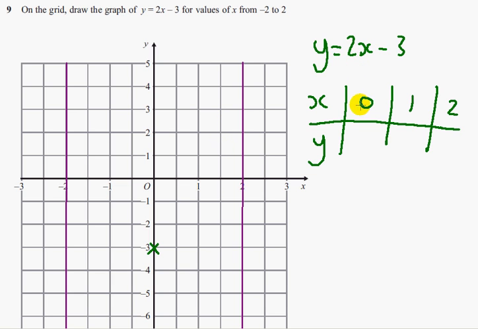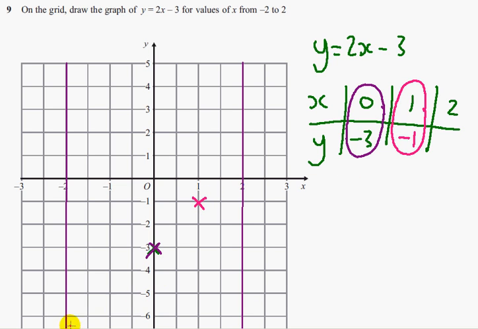So when x is 0, we're going to substitute it into here. So 2 times 0 minus 3 is minus 3. And that is our very first coordinate here, 0, minus 3. So 0, minus 3 is here. Exactly what I said. Next thing is when x is 1, 2 times 1 is 2, minus 3, so y is going to be minus 1. Now that's the next coordinate, 1, minus 1. So 1, minus 1 is here.